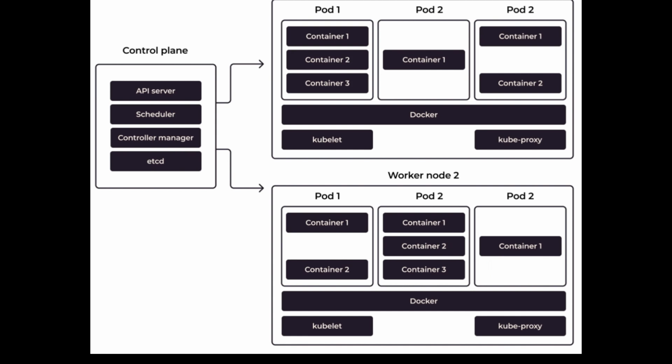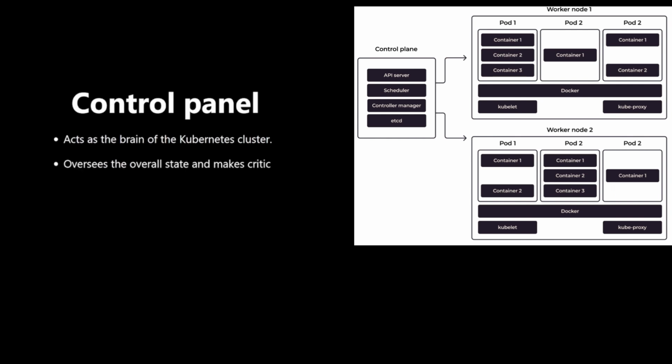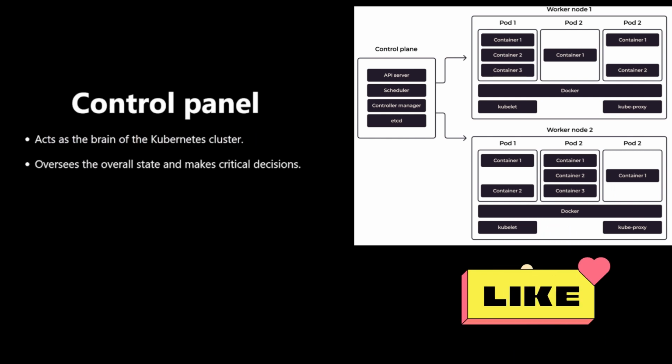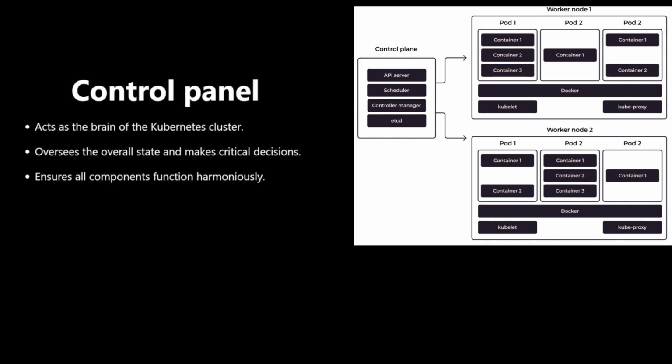A Kubernetes cluster is composed of a control plane and one or more worker nodes. The control plane acts as the brain of your Kubernetes cluster, overseeing its overall state and making critical decisions about where to run your applications. It's analogous to a conductor leading an orchestra, guaranteeing that each instrument plays in perfect synchronicity. Key players in the control plane.